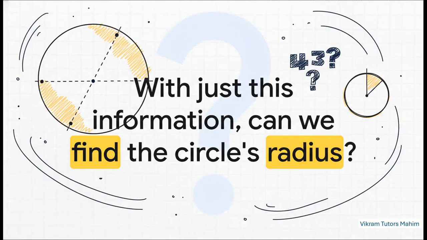So here's the big question. With just those numbers, is it even possible to figure out the radius of the whole circle? I know, at first glance, it really feels like we're missing some crucial information. But trust me on this, by the time we're done here, you'll see how a few simple secrets make the solution just click into place.